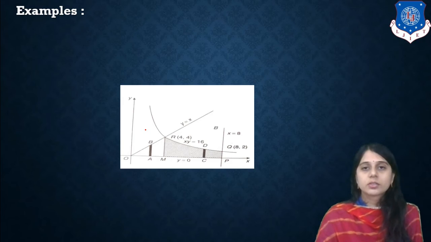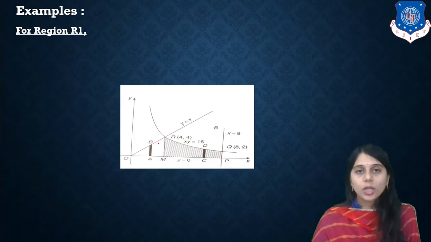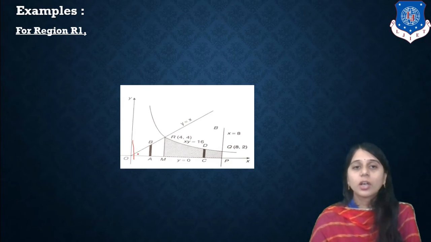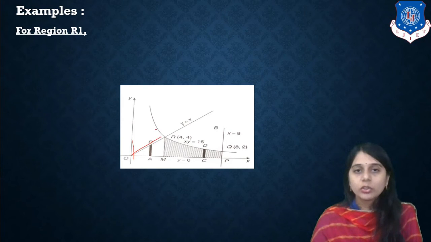In that case, what is your region R? There are 2 types of region. Actually, we have to consider the region where 4 lines are connected. That means it is 1, it is 2, it is 3, and it is 4. So it is your region. But there are 2 types of region, one is R1 and the other is R2.